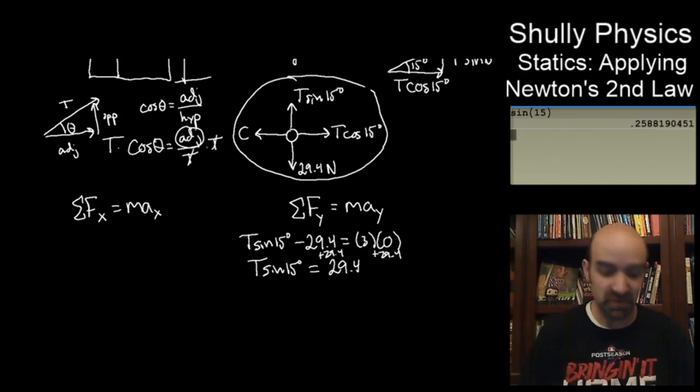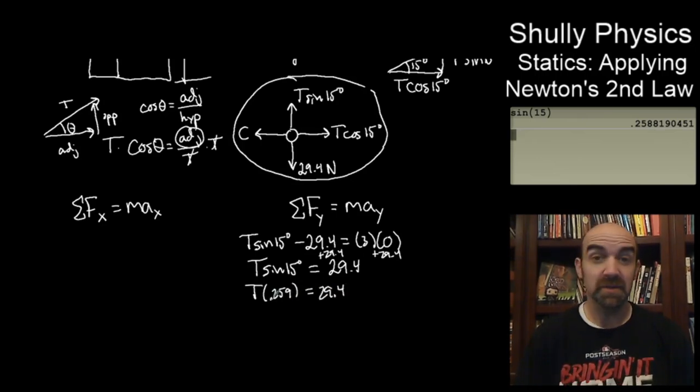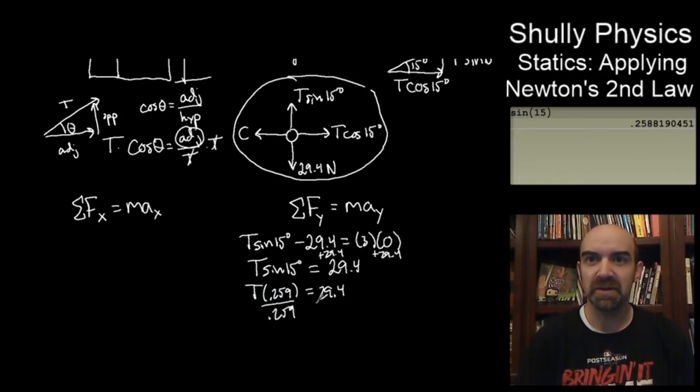Sine 15 is 0.2588. So you can replace that sine of 15 with an actual number, 0.2588. I'll just do 0.259, like three significant figures, equals 29.4. And then divide. We're going to get the tension, 0.259, divide it out of there.